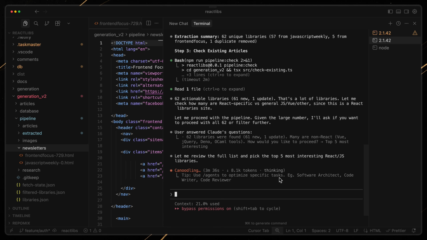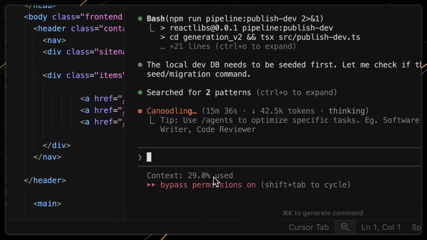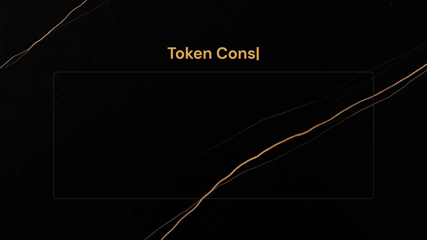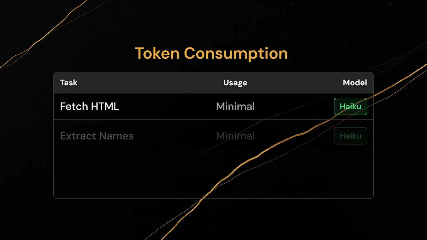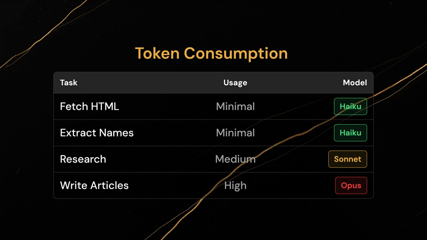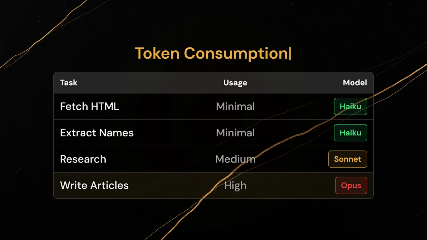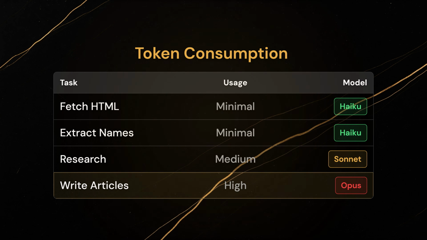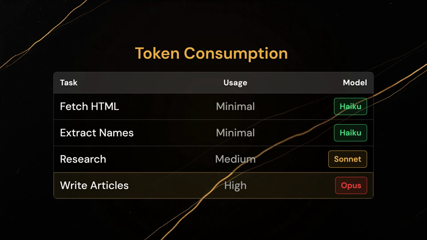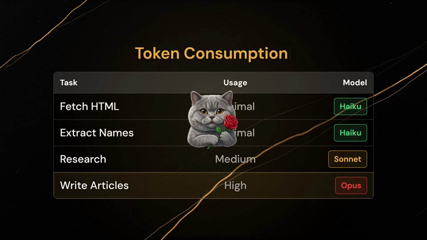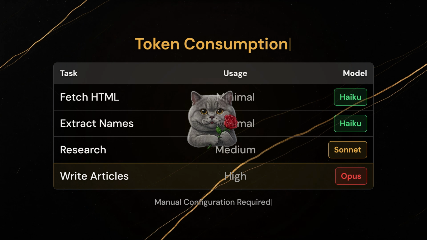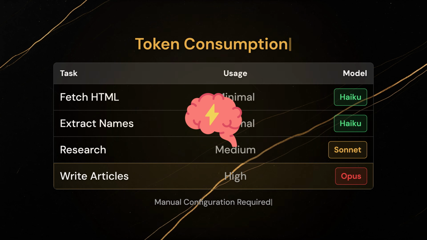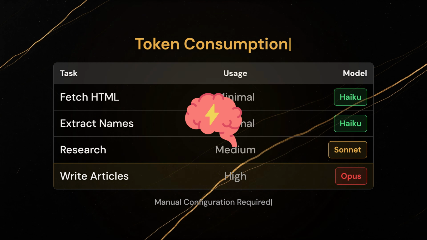Token consumption. The biggest issue. My pipeline burned through tokens because everything ran on the same expensive model. Most steps don't need Opus. Fetching HTML, Haiku. Extracting library names, Haiku. Research, Sonnet. Only article writing truly needs the best model. You can technically set the model field in agent front matter, but neither Superpowers nor Claude Code will optimize this for you. When you ask it to create a sub-agent, it just creates one on the same model. You have to think about what level of reasoning each step actually needs and configure that yourself.